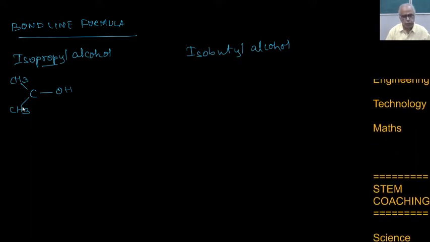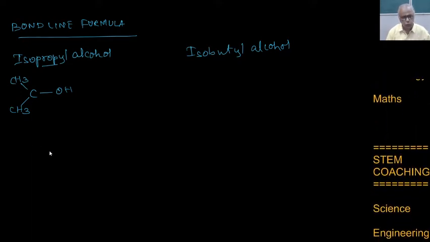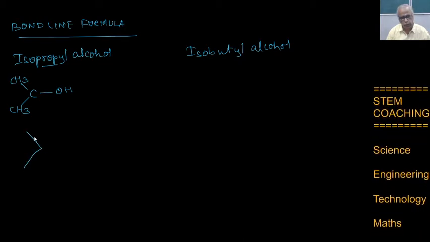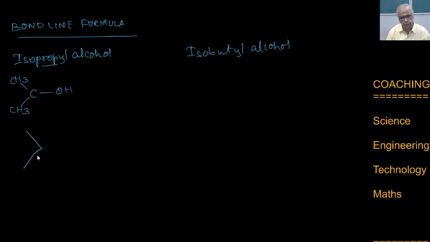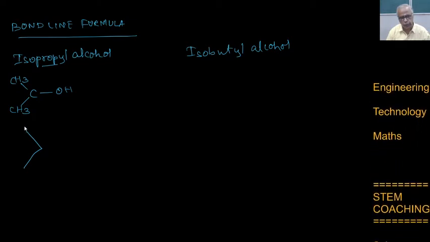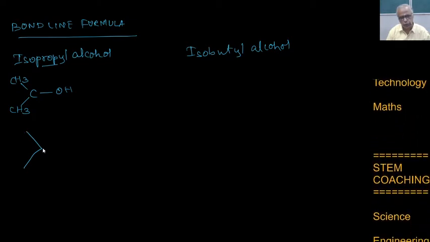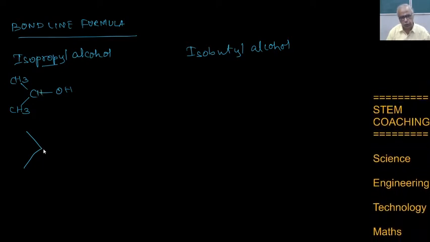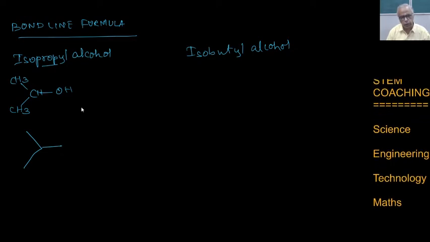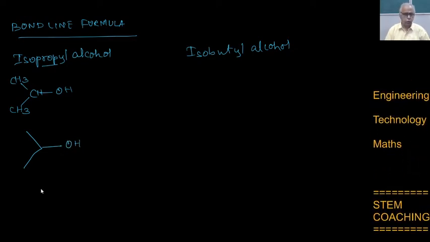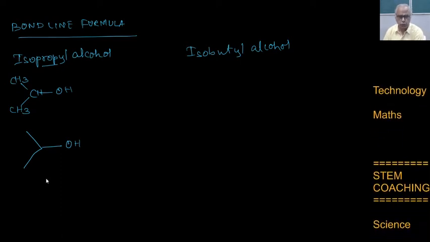So we have 3 carbon atoms. So you can put like this. Carbon atom 1, carbon atom 2, carbon atom 3. And the terminal carbon atom is having 3 hydrogens. So CH3, CH and CH3. And then instead of one OH, you have OH. So this is the bond line formula of isopropyl alcohol.